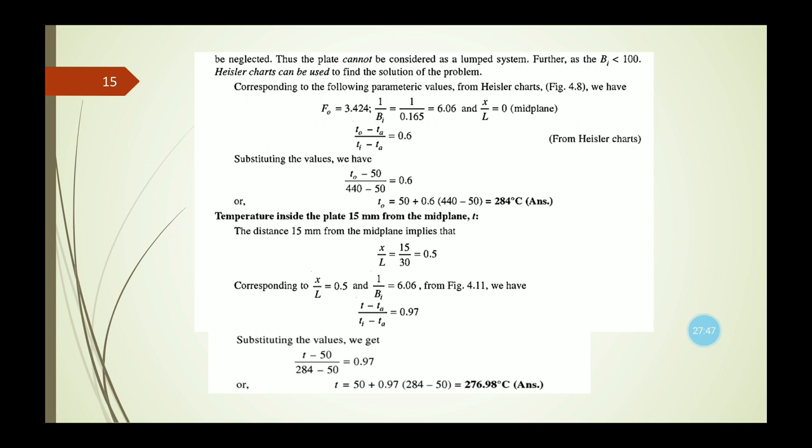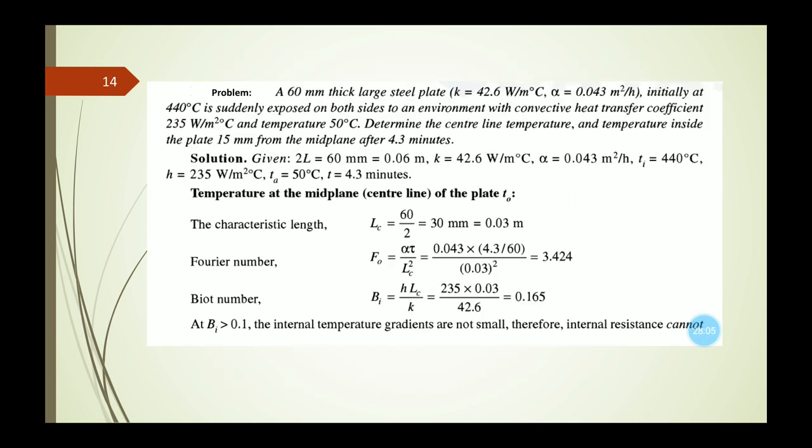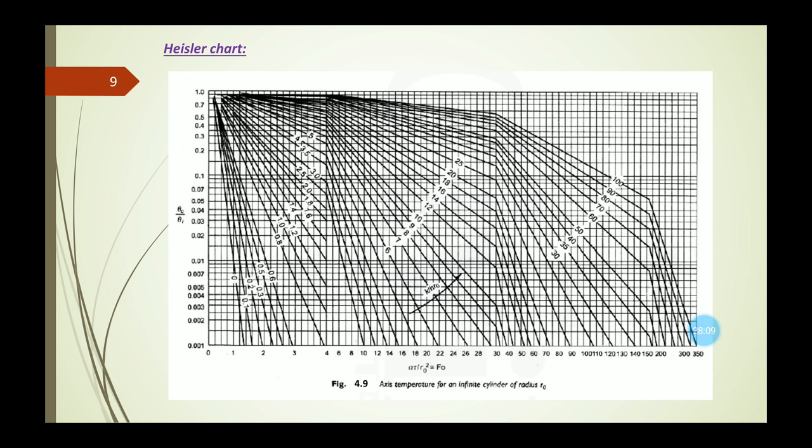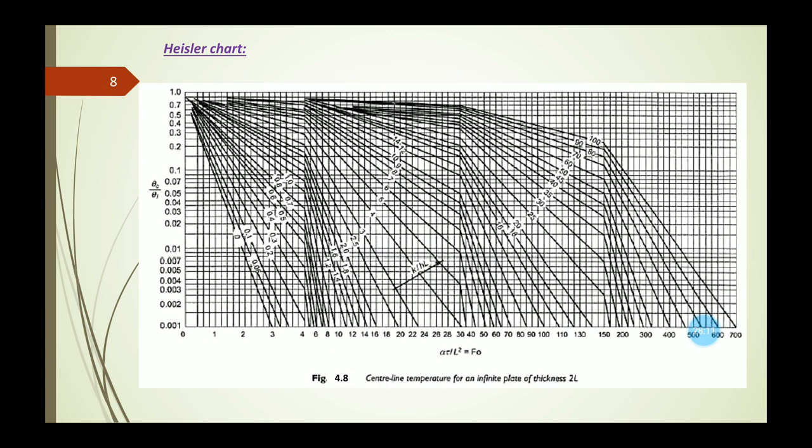Now from the Heisler chart, we need to calculate that temperature function, that is theta naught by theta i. So if the Fourier number is 3.424, 1 by Biot number is 6.06, and x by L equals 0, let us go to the Heisler chart in case of a plate of thickness 2L.